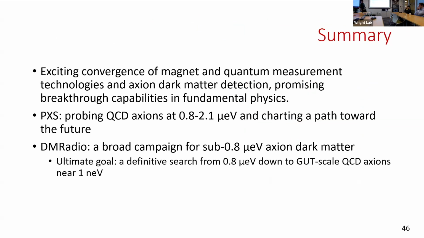So in summary, there's this very exciting convergence between quantum measurement, magnet technologies, and new theoretical insights into axion dark matter detection, promising breakthrough capabilities, not just in axion physics, but in a whole lot of fundamental physics. I've covered the work that we're doing on PXS to both do exciting axion science at 0.8 to 2.1 microeV and chart a path toward the future. And then also DMRadio, a broad campaign with the ultimate goal of probing down to the GUT scale QCD axion dark matter in nano-eV. Okay, with that, I will take questions.